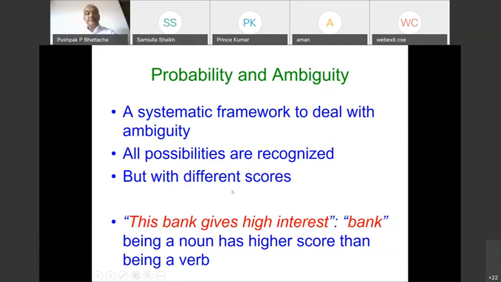Yes, yes, sir. Probability and ambiguity. Probability and ambiguity, yes. Okay, so Nikhil's connection possibly has a bit of a problem. Nikhil, you can disconnect and reconnect maybe.